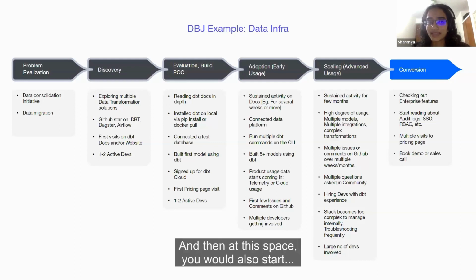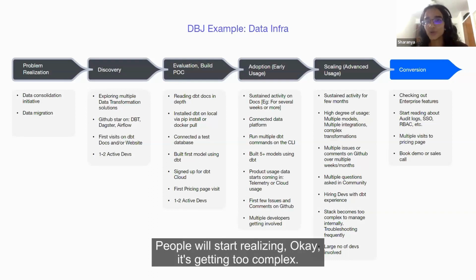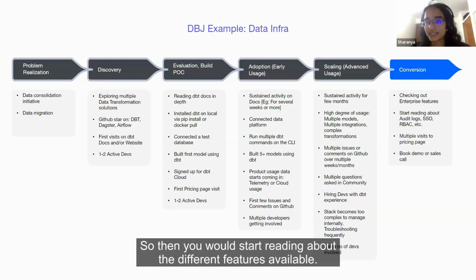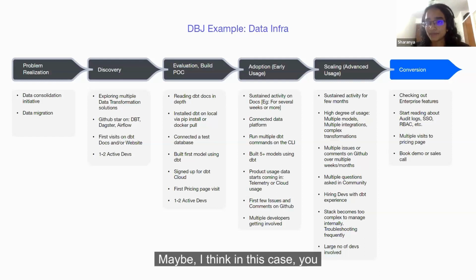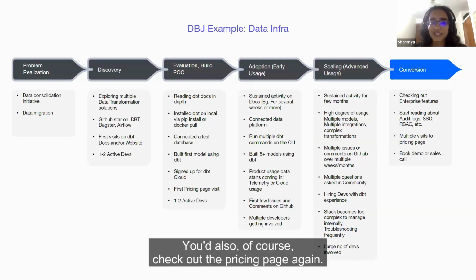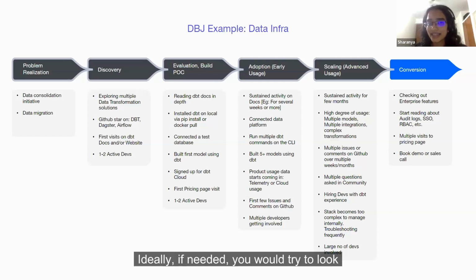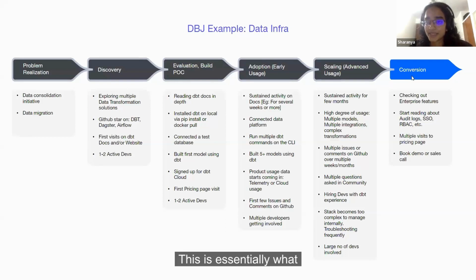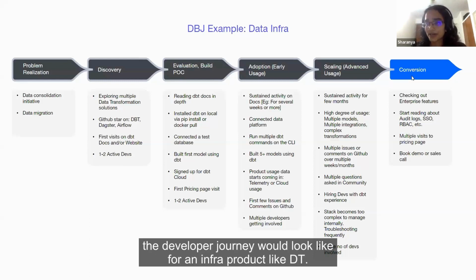And then at this phase, people will start realizing, okay, it's getting too complex. Maybe there's something which can make my life easier. So you would start reading about the different features available. In this case, you'd start looking at logs. You'd maybe check out security features. You'd also, of course, check out the pricing page again. And ideally, if needed, you would try to look for support or try to talk to people on the team, on DBT's team.